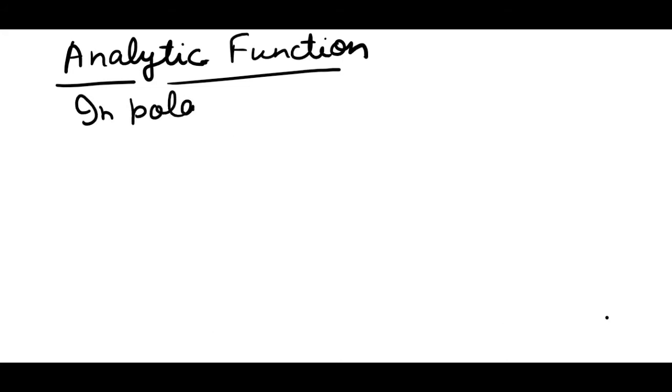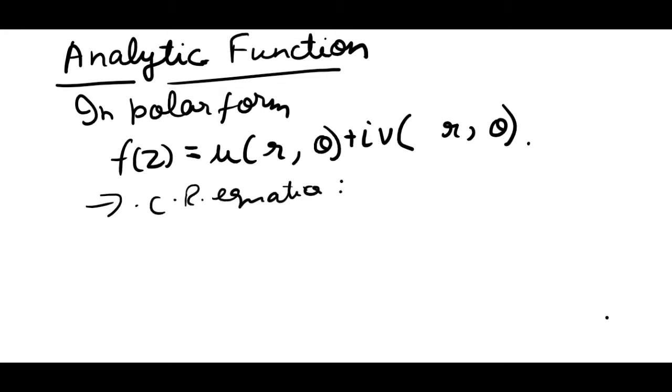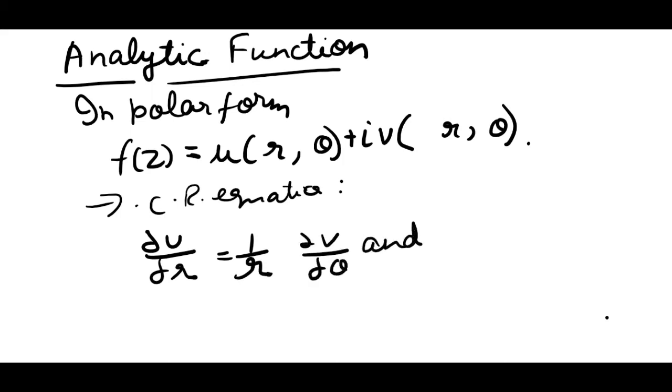In polar form, complex function f(z) is written as u, which is a function of r and theta, plus iv, which is again a function of r and theta. So in this case, the CR equation will be del u upon del r is equal to 1 upon r del v upon del theta, and del u upon del theta is equal to minus r del v upon del r.